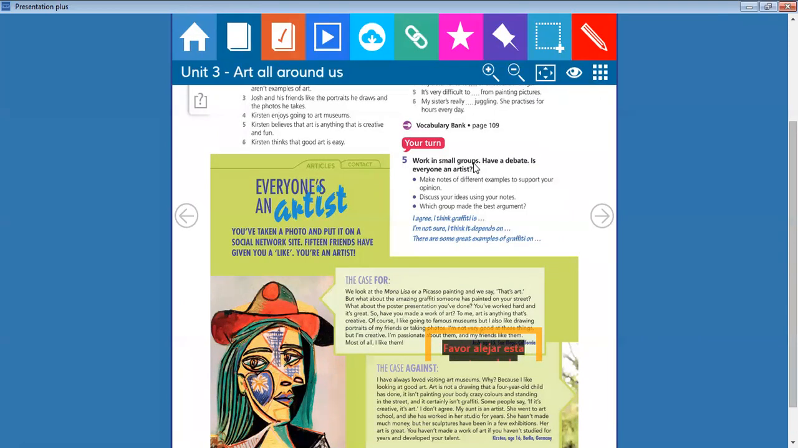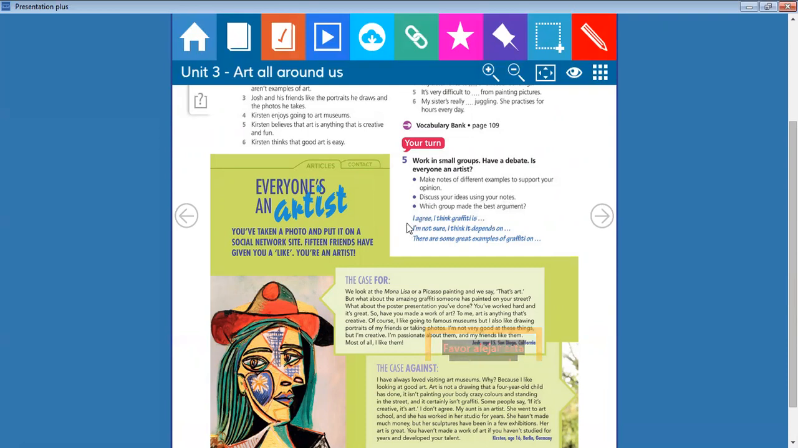Okay. Exercise 5. Work in small groups. Have a debate. Is everyone an artist? Make notes of different examples to support your opinion. Discuss your ideas using your notes. Which group made the best argument?